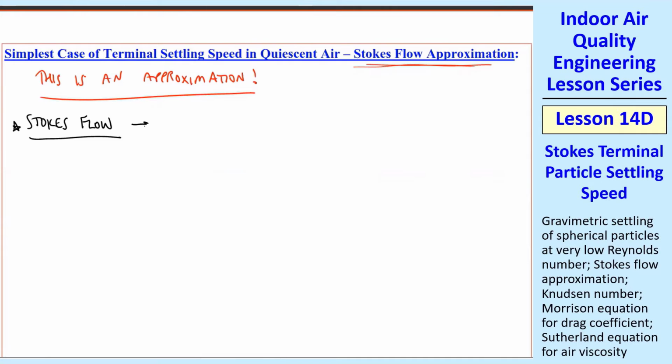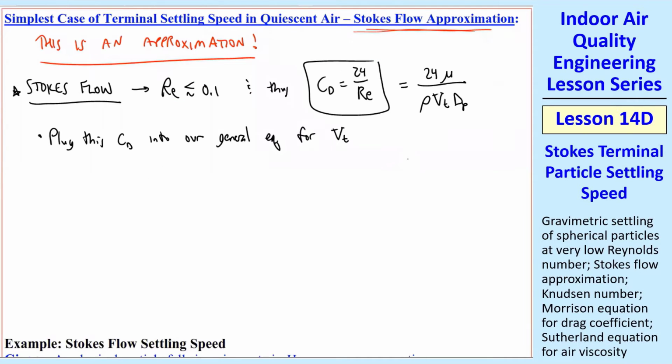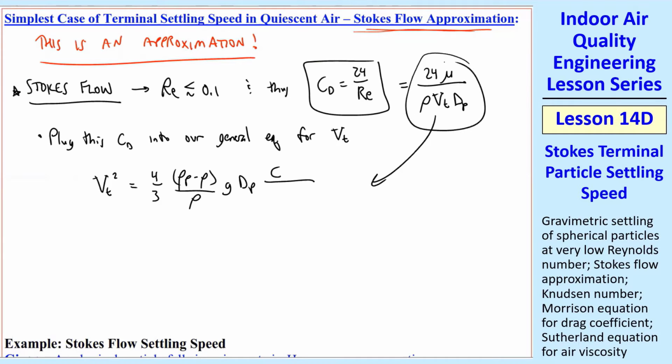And if you recall, for Stokes flow, this is valid when the Reynolds number is less than about 0.1, and thus CD is equal to 24 over Reynolds number, which is a heck of a lot simpler than the Morrison equation. If we plug in our Reynolds number, we can write this as 24 mu over rho Vt dP. Let's plug this CD into our general equation for terminal settling speed Vt, and I'll do a little bit of the algebra here. Square both sides: Vt squared equals 4/3 (rho P minus rho) over rho, g dP C over CD, and then let's use this equation for CD.